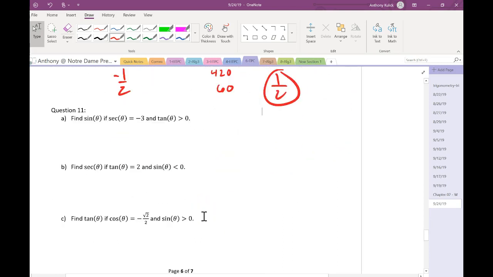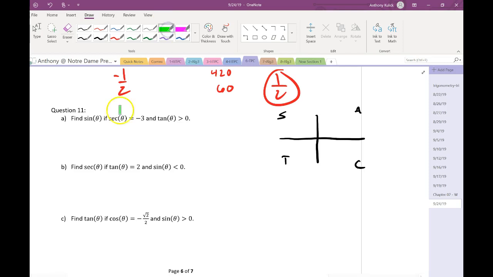Okay, question 11. It says find sine if secant is -3 and tangent is positive. So here I'm going to start by drawing a picture, and you really kind of need to draw this picture. It's going to be super duper important. The first thing I'm going to do is label my all silly turtles crawl. Remember, this is an acronym to remember when sine, cosine, or tangent is positive.